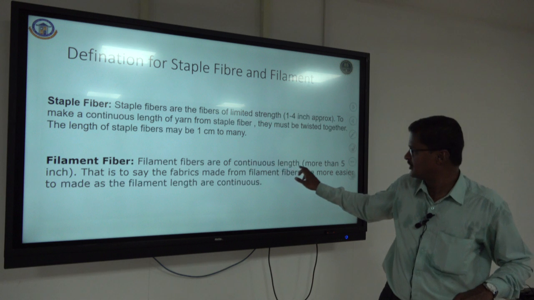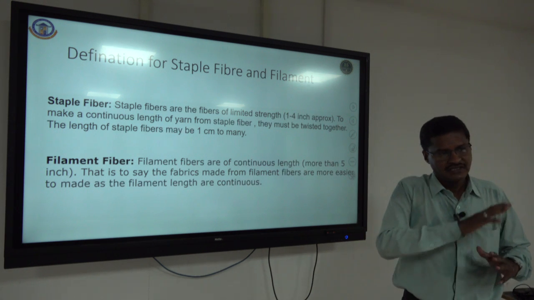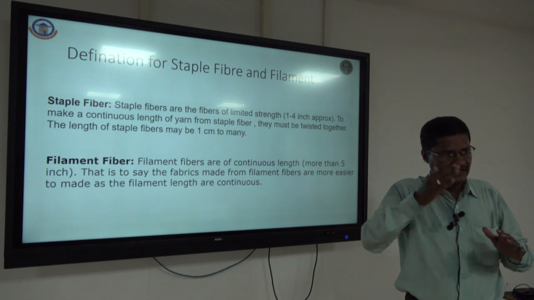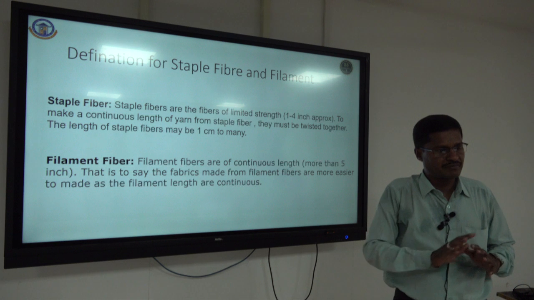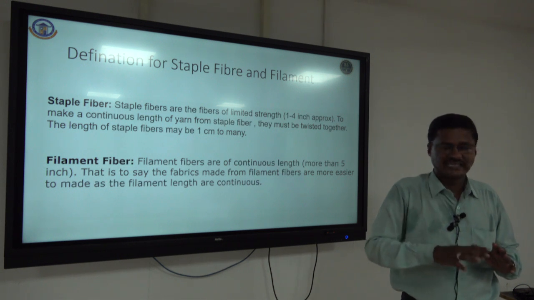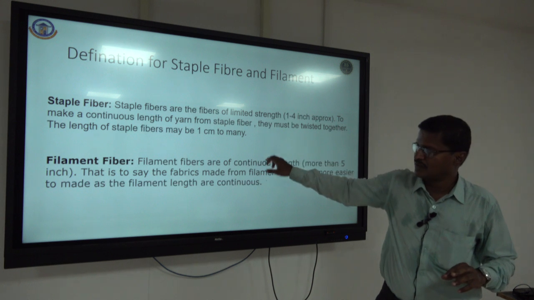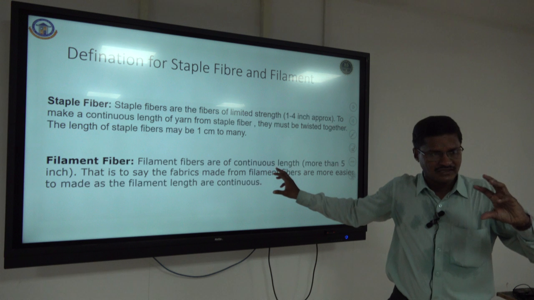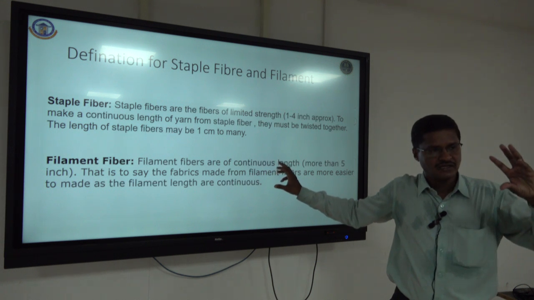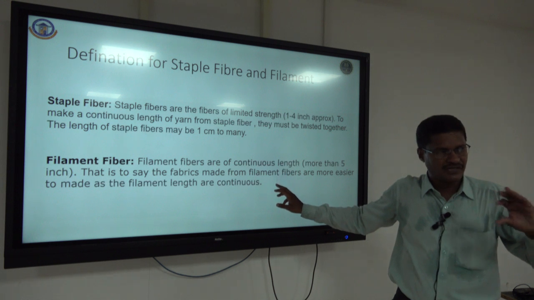Filament fibers are continuous length, more than 5 inch, that will be indefinite in length. According to our requirement, we can cut the fiber during the manufacturing. Maximum filament fibers are manufactured in synthetic fiber. So have you understood the staple fiber and the filament fiber? So that is a simple logic here. One is the natural fiber or staple fiber, and the other is the filament fiber or synthetic fiber.